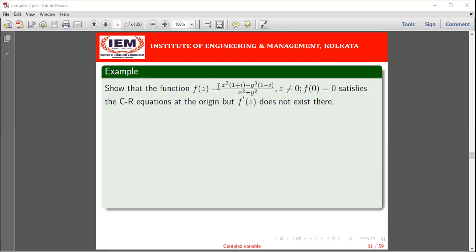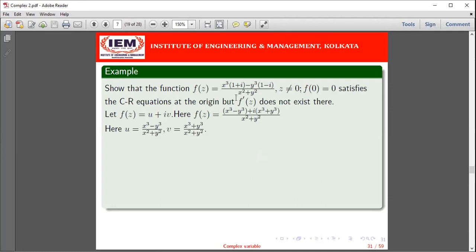So the function which is given over here, it is obvious that the function satisfies the Cauchy-Riemann equation, we need to show that. Although the function is satisfying the Cauchy-Riemann equation at origin, the partial derivatives are not continuous. Otherwise, the function must be analytic, so f dash z must exist there. But here, this is not happening. If you separate the real and imaginary parts, then the real part will be this and the imaginary part will be this.